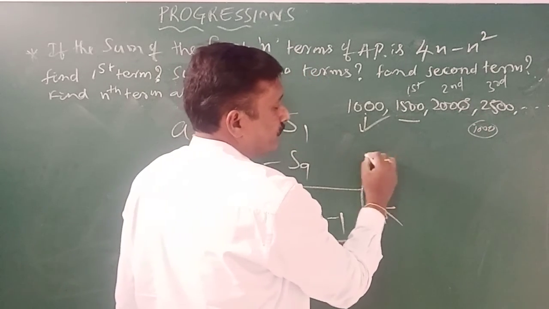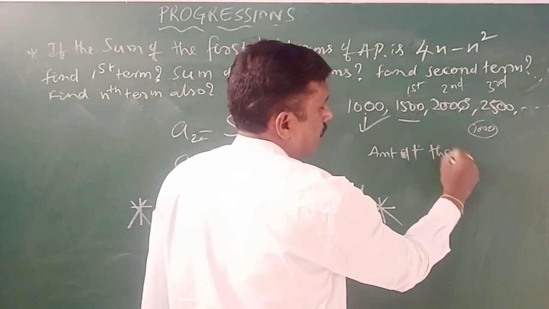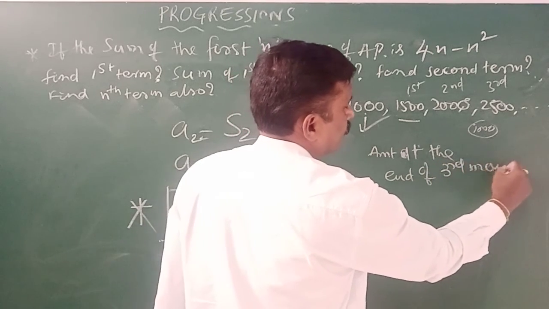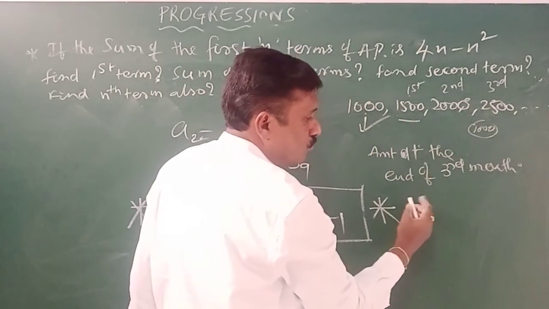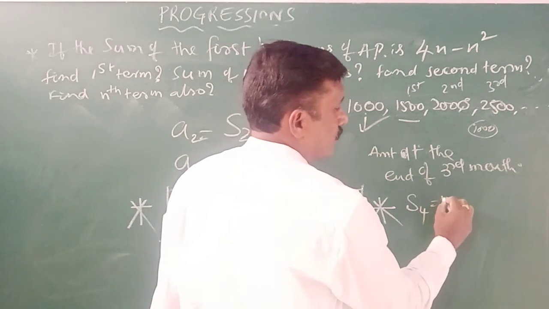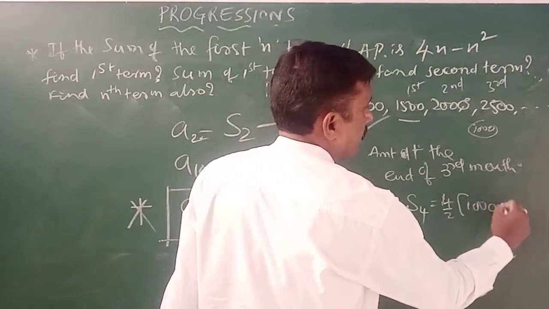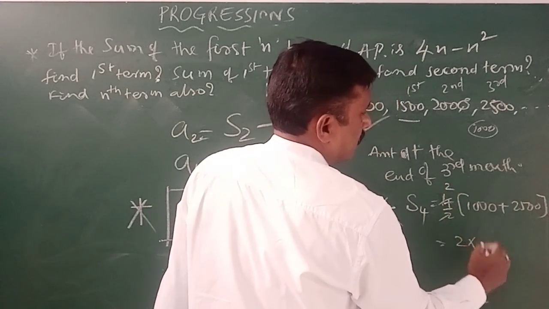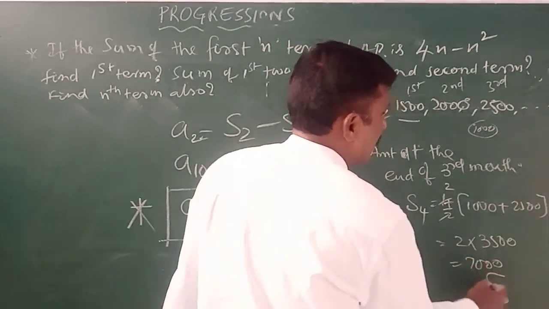Okay, so the amount at the end of the 3rd month. At the end of the 3rd month, which term do we have to find out? Sum of the 4 terms, that is equal to 4 by 2 of first term plus last term, which is into 3500. Did you get the 7000 or not?